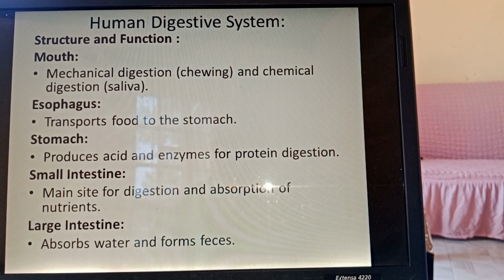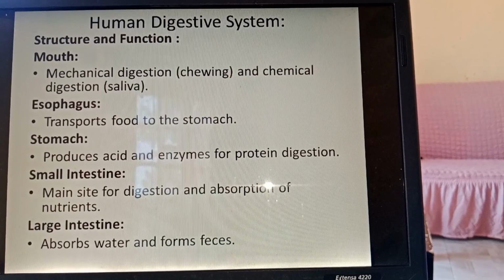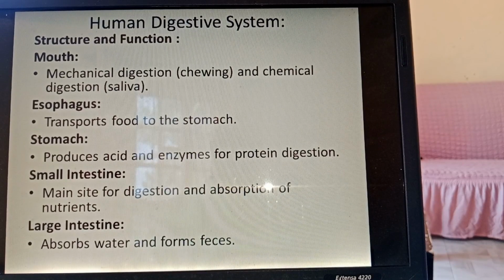Mechanical digestion, chewing, and chemical digestion take place in the mouth. So mechanical digestion is the chewing, and chemical digestion is where saliva has enzymes which continue digesting the food to make it into even smaller molecules.